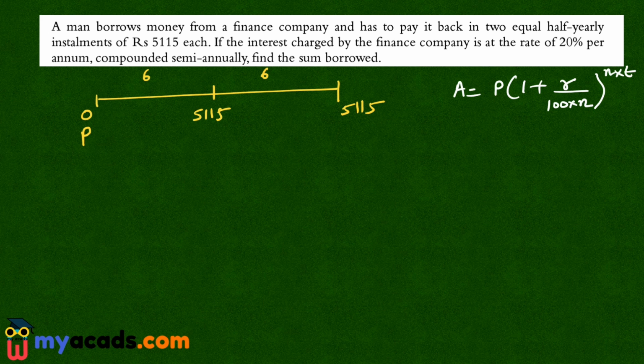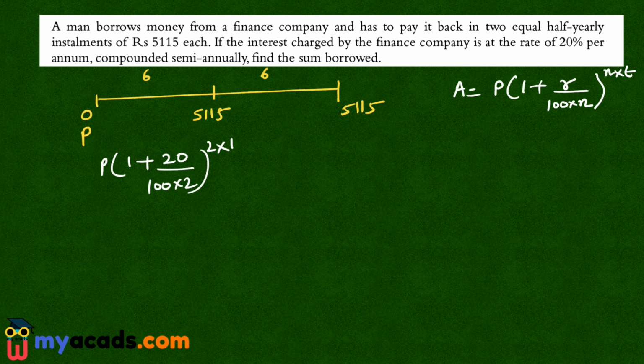So in this case, the amount that the person has taken is P. So 1 plus the rate of interest is 20% per annum into 100. Now it is compounded semi-annually. So it means the compounding will take place 2 times a year. So N is 2 raised to the power 2 and the time period is 1 year. So into 1. So this is the total amount of money that the person has to pay after 1 year.